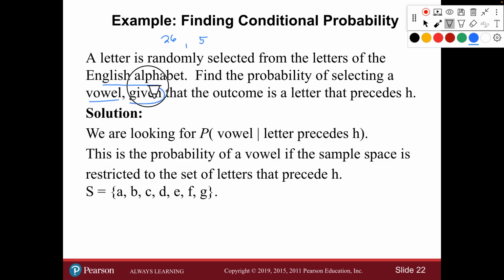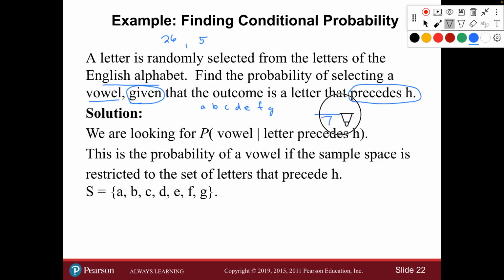We've got something given. That's a conditional that the outcome is a letter that precedes H. We don't have 26 letters, right? This is a change in the sampling space. How many letters precede H? Well, I need to list them out. There's A, B, C, D, E, F, G, H. Oops, precedes H. H is not included, so these are the letters we're going to be taking care of. 1, 2, 3, 4, 5, 6, 7 letters.